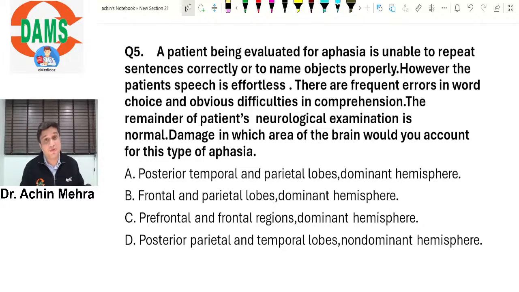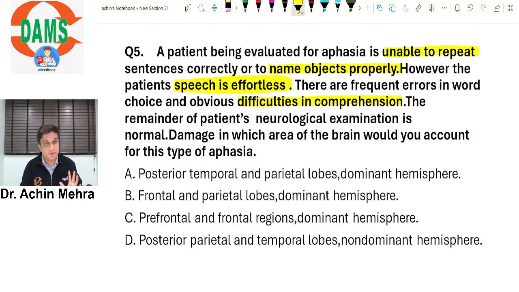A patient being evaluated for aphasia is unable to repeat sentences correctly and name objects properly. His repetition and naming are gone. However, the patient's speech is effortless. He is able to speak on his own. There are frequent errors in word choice and obvious difficulty in comprehension. So my patient has difficulty in comprehension. He is unable to repeat and unable to name the objects properly. However, this patient's speech is effortless.